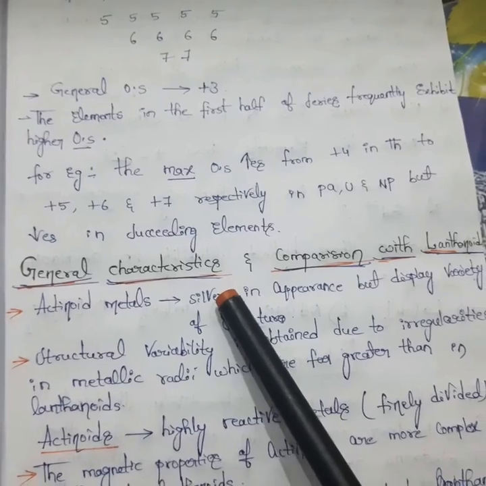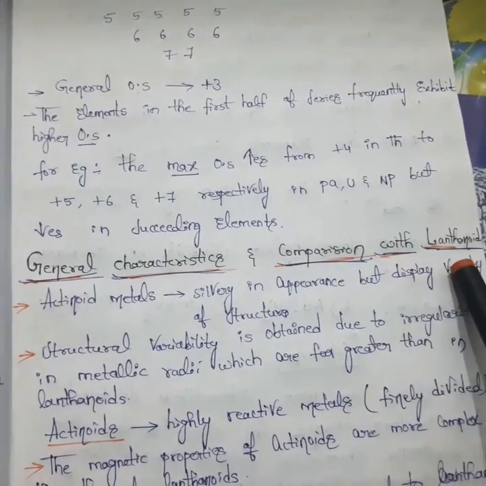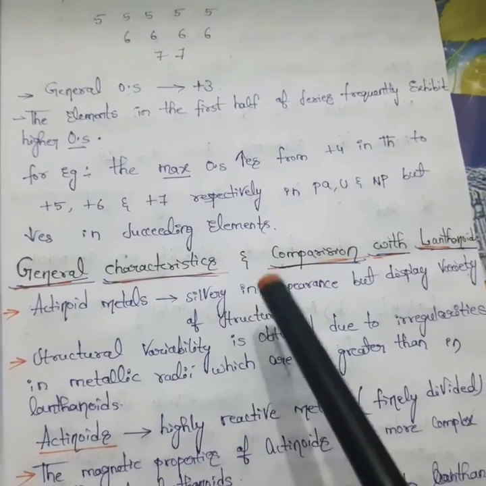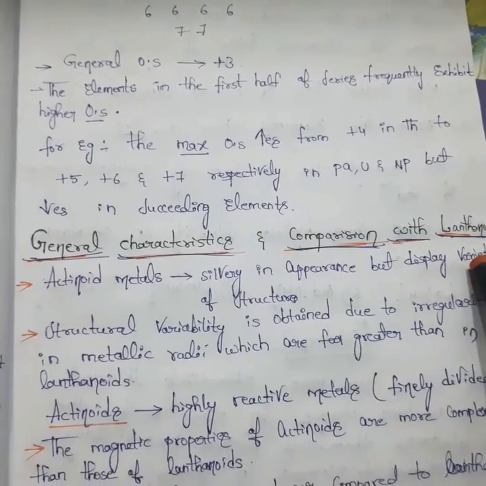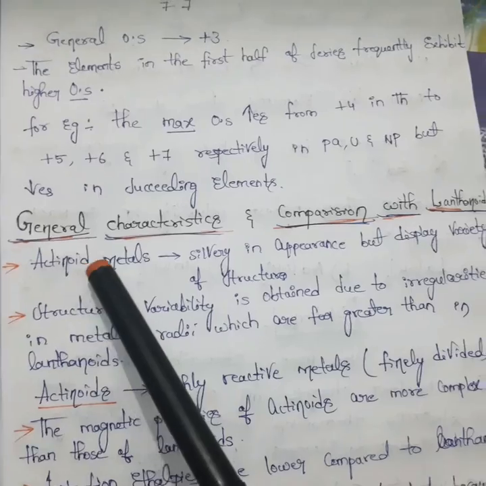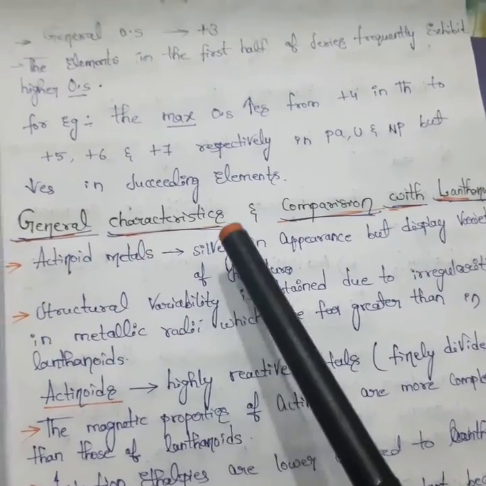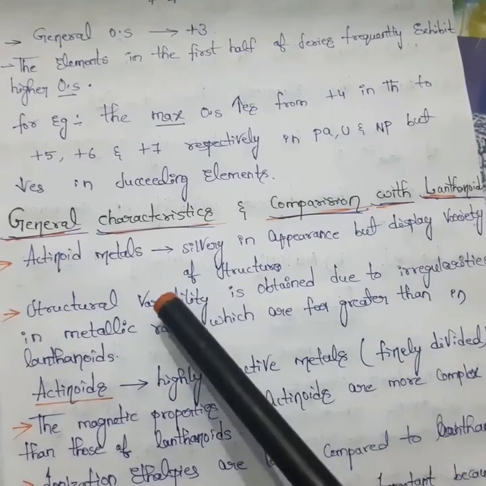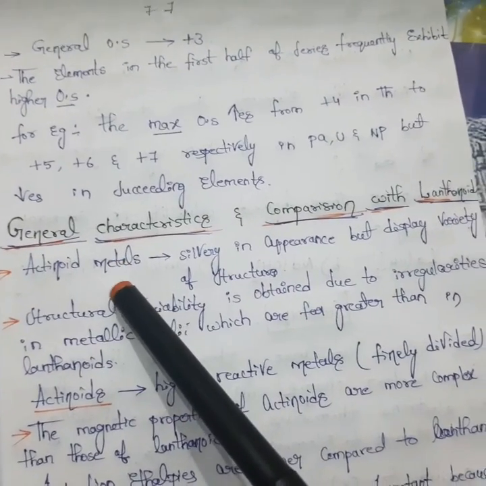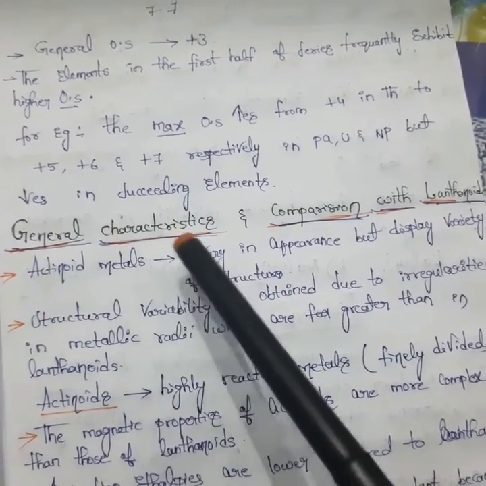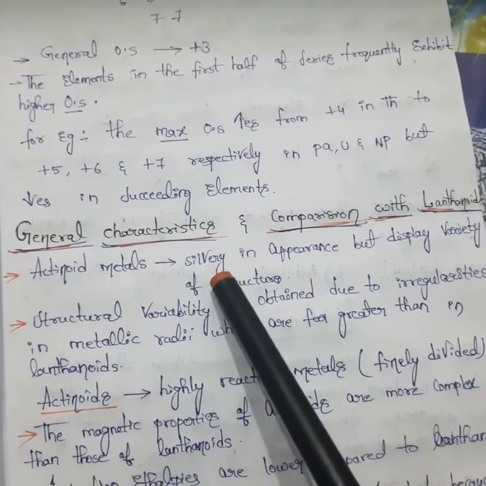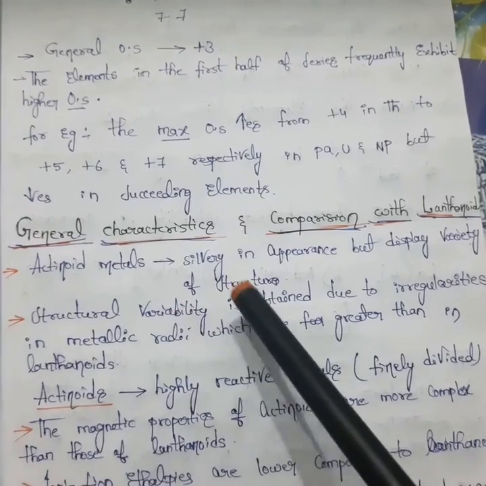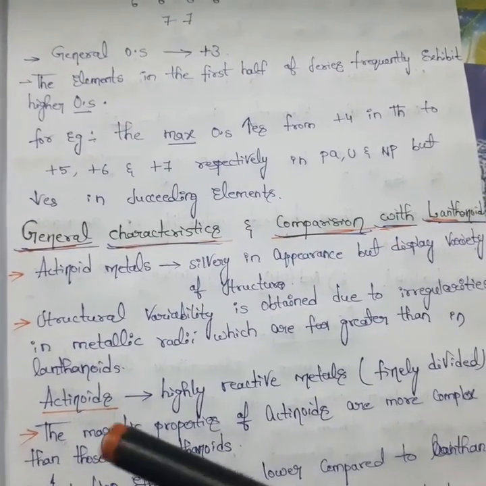Next, general characteristics and comparison with lanthanoids. General characteristics of actinoids and their comparison with lanthanoids. Actinoid metals are silvery in appearance but display a variety of structures. If we observe the actinoid metals, they seem to be silvery in appearance, but they can display a variety of structures.